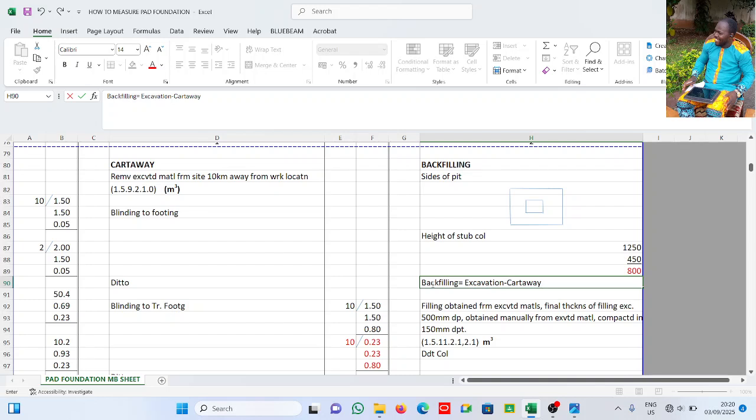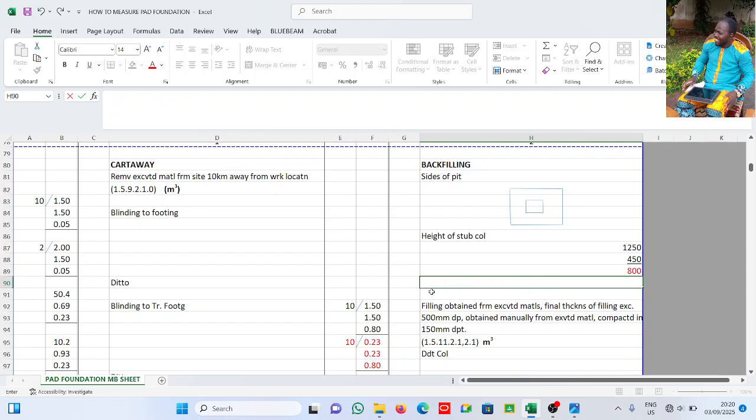Now that's how interesting measurement is. I'm explaining for an exam situation. I don't have to calculate backfilling anymore, because I already did the cutaway. All I need to do is square my excavation. What is the total volume? Remove the cutaway. What is left is automatically your backfilling, because cutaway plus backfilling should give you your excavation, but because it's an exam, I need to calculate the backfilling also.